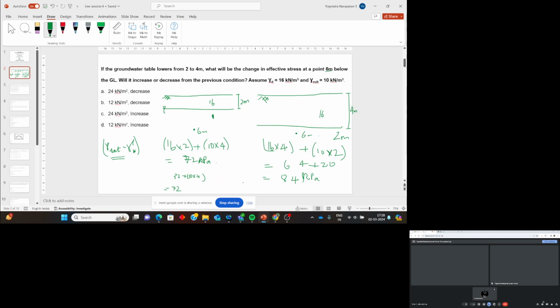Are you able to understand? Yes, sir. So it will be 12 kilonewton increase. Where did you go wrong? Sir, in the second part, I went wrong. Okay. So this will be 12 kilonewton per meter square. It will be an increase. Now are you able to get it? Yes, sir. Okay, let us move to the next question.